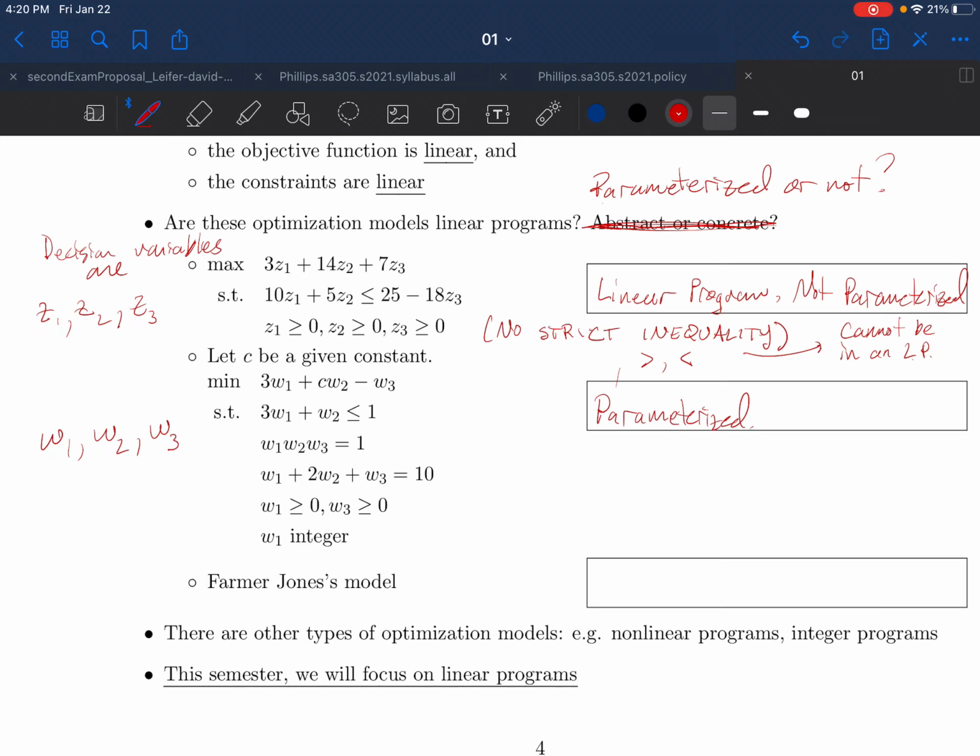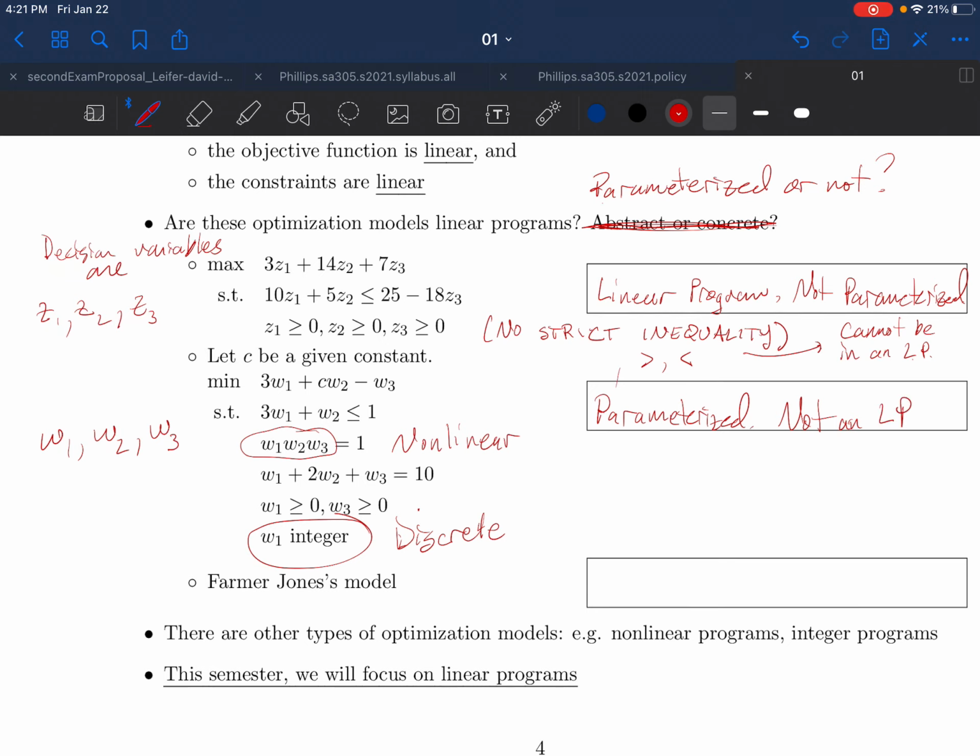Is it an LP? The objective function is linear, and the first constraint is too, but already we have a nonlinear function here in the decision variables. This is linear, but integer. This is a discrete variable. We have to have continuous variables in an LP, so it's not an LP.